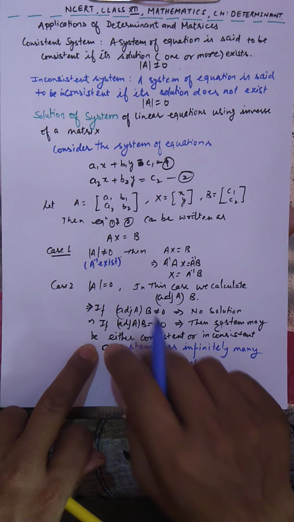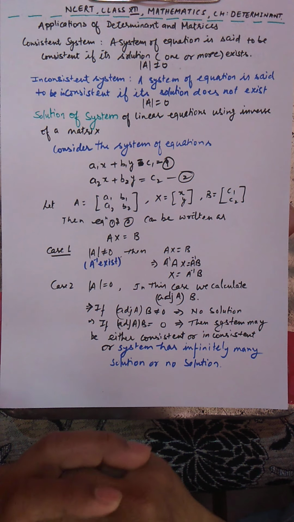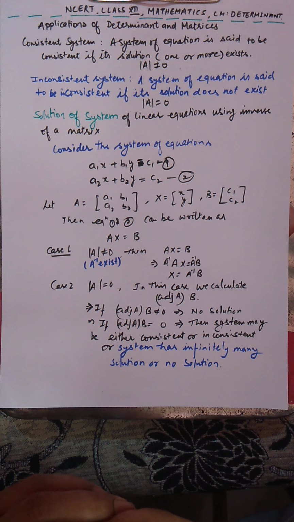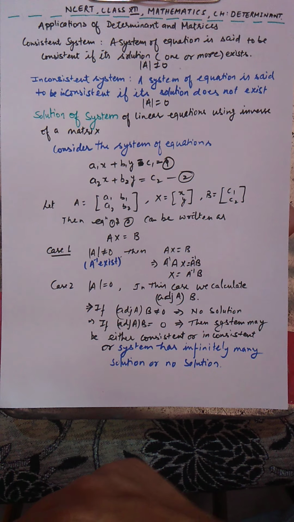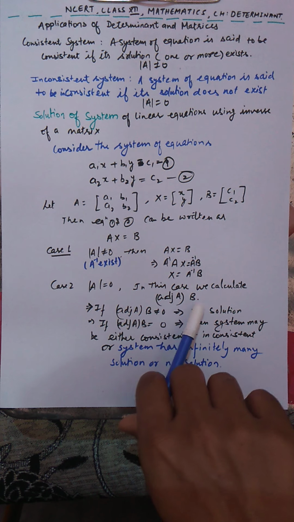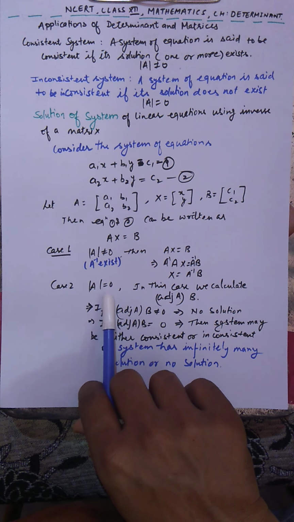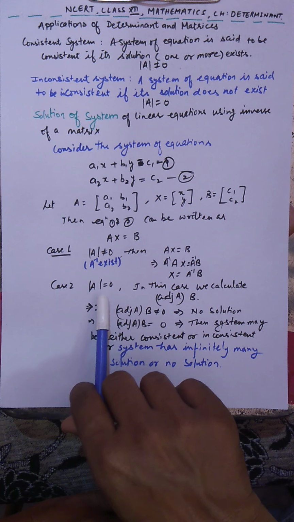Now case number 2, and you should remember case number 2 as in class 10th also: the first condition was unique solution, the second condition was coinciding lines, and the third one was no solution, or parallel lines. So case 2 is actually discussing these two conditions in which we are not going to get a unique solution. The first condition is that determinant of A is equal to 0. In this case we calculate adjoint of A into B always. See, there is no question in NCERT which discusses this case, but I'll give you an example from other sources in which this case arises.